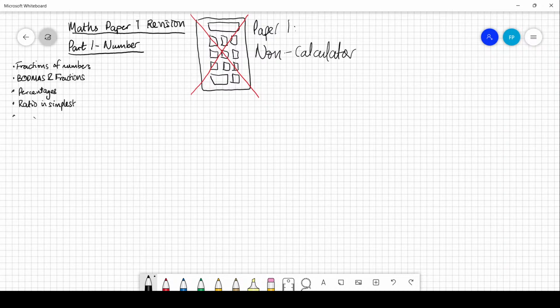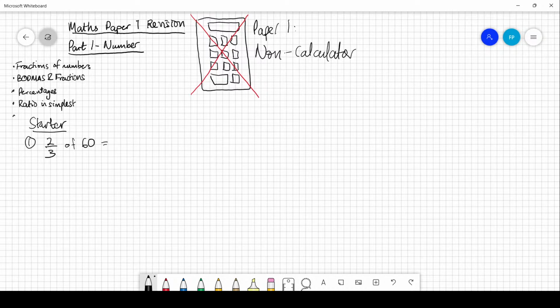Let's do a quick starter. I've got a few questions. Let's say try and calculate 2/3 of 60. How would we calculate this? Divide 60 by 3, then times by 2.